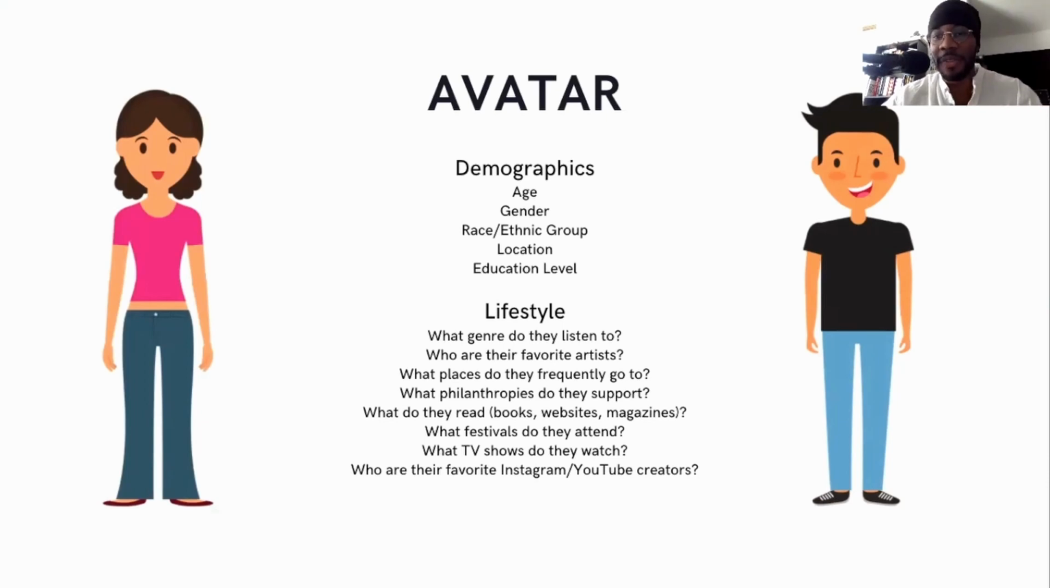So if you know what kind of festival someone attends, what kind of TV show someone watches, what their philanthropy is, what places they go to, who their favorite artist is, you can start creating content and messaging around that to persuade them to become a fan of yours. So if you know Snoop Dogg's fan base or anyone's fan base consists of a specific type of person, and you want to take that type of person away from that fan base to become your fans, the best way to do that is to understand the audience.